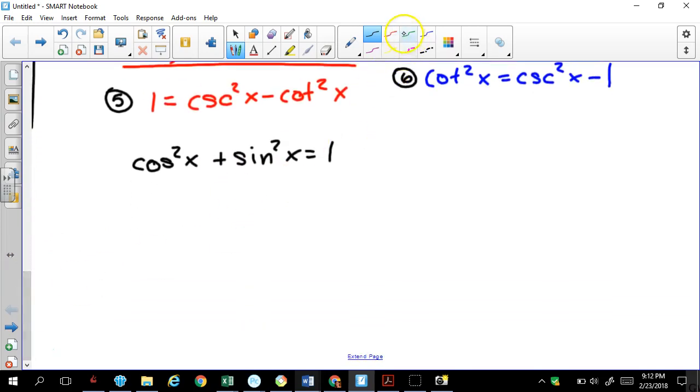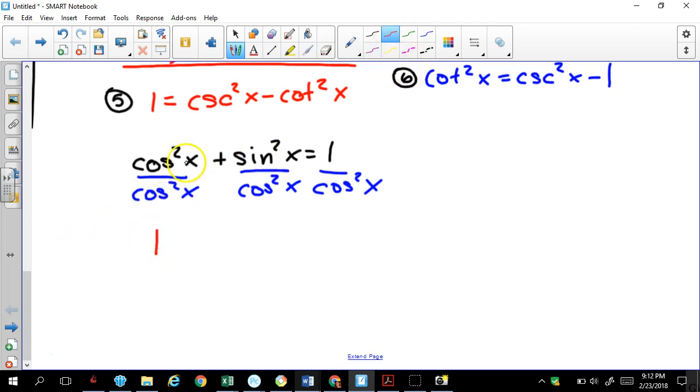So if I was to take this one, and last time we divided by sine, so let's divide by cosine. I divide everything by cosine squared x. I'm going to end up with 1, because cosine squared divided by cosine squared is 1. Sine squared divided by cosine squared is tangent squared. And 1 over cosine squared is secant squared. So that's your 7th identity.